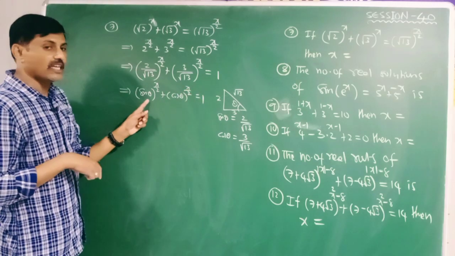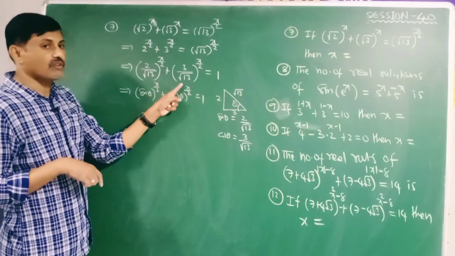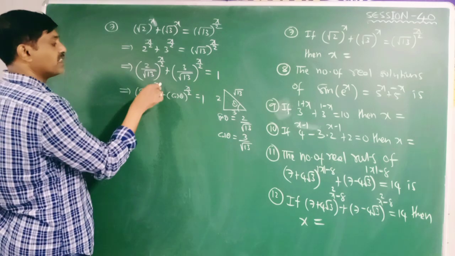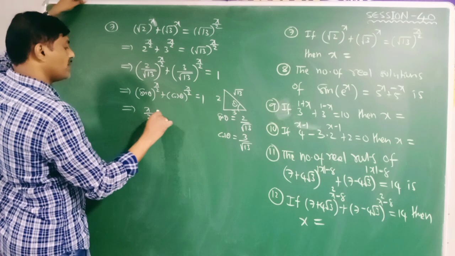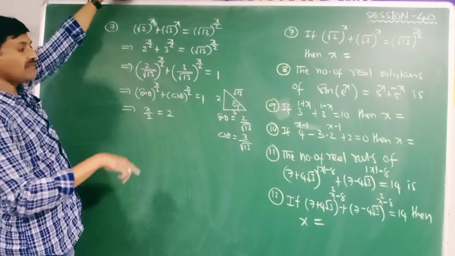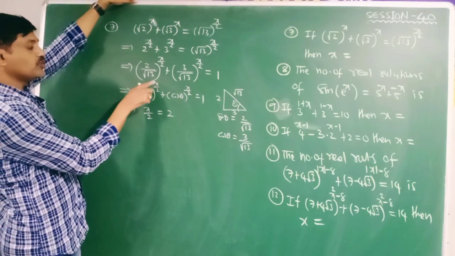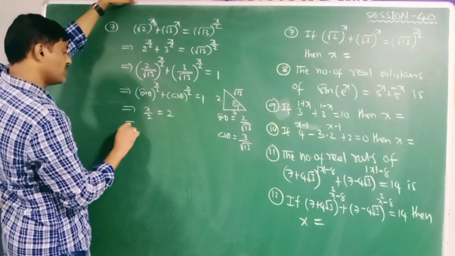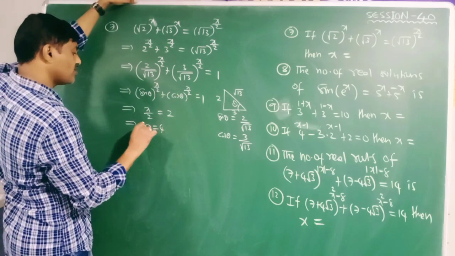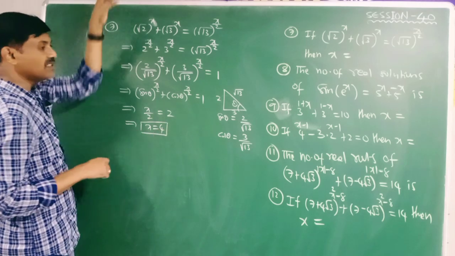As we know, sin square theta plus cos square theta is equal to 1. So that x by 2 will become exactly 2. As x by 2 is 2, therefore sin square theta plus cos square theta is equal to 1. That implies x is equal to 4. The value of x is 4.